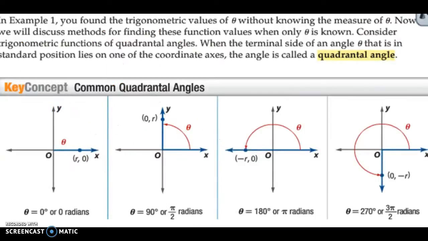Now, we talked about how y or x could not be 0 earlier when we talked about trigonometric functions. The reason is that we get what's called a quadrant angle. A quadrant angle is when our terminal side is on one of the axes. Right here, right here, right here, or down here at 270 degrees, or 3 pi over 2 radians. These are our quadrant angles.